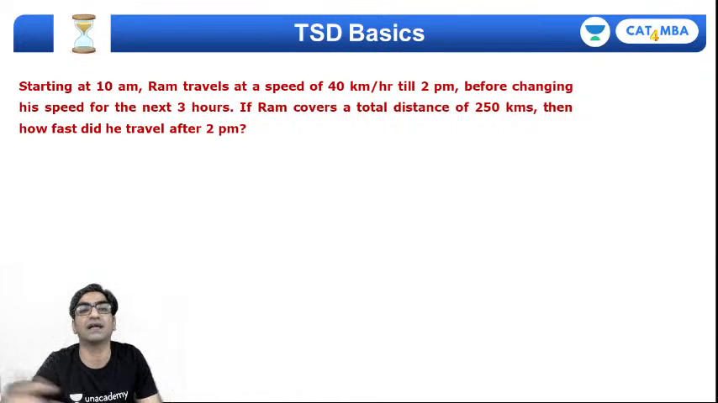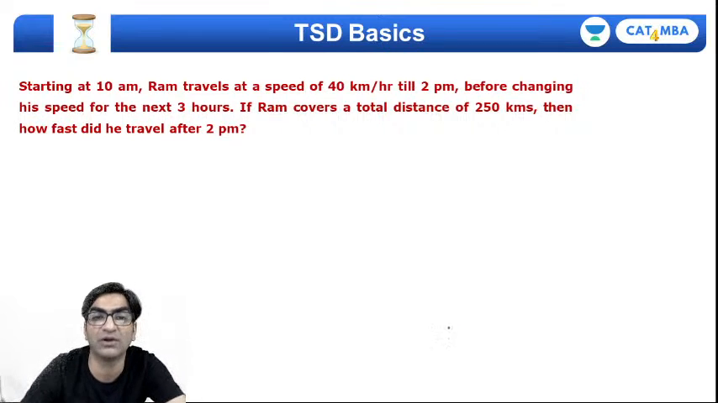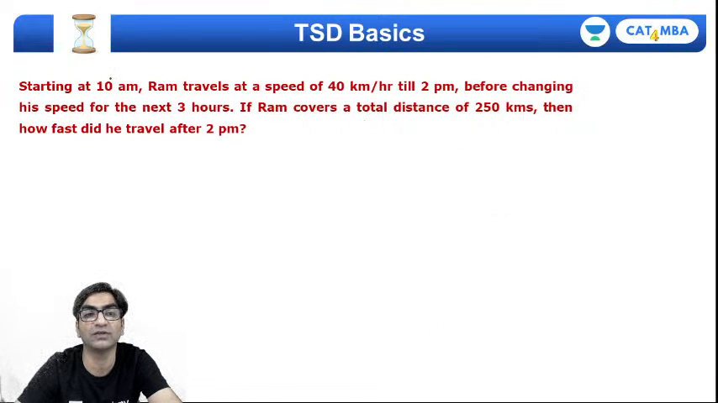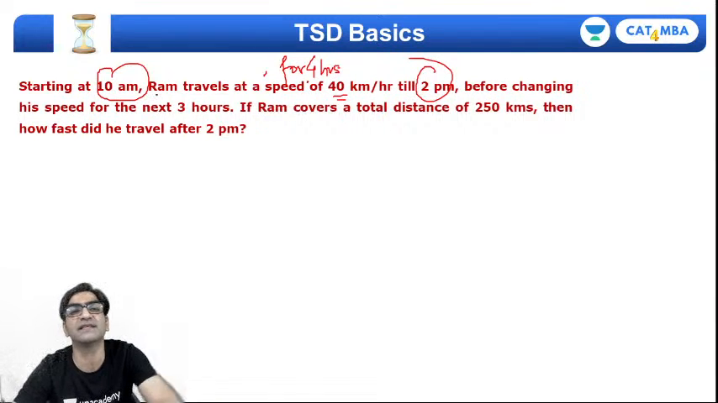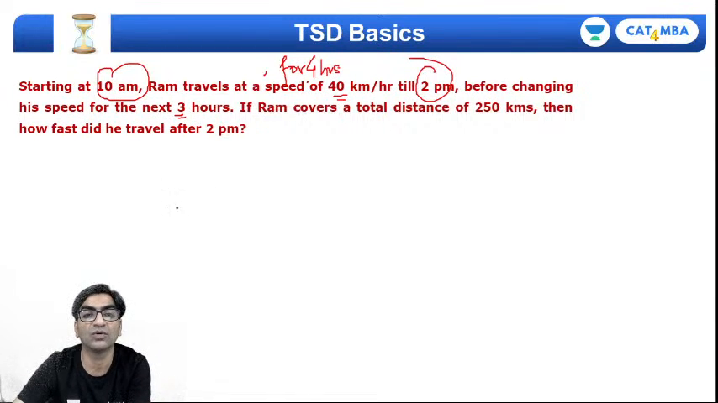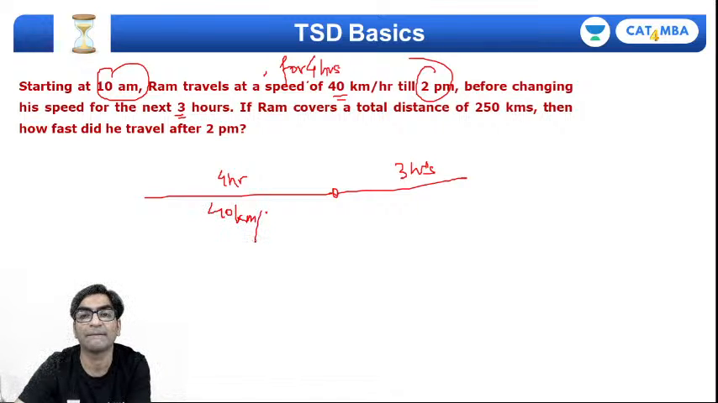Okay, what do I know? Starting at 10 a.m. Ram travels at the speed of 40 till 2 p.m. So 10 बजे से 2 बजे तक, that's 4 hours. Okay, so he travels at 40 kilometers per hour for 4 hours, and then he changes his speed for the next 3. Okay, so 4 hours and then next 3 hours. We know speed here is 40 kilometers per hour, right? Which means he's traveling a distance of 40 into 4, 160 kilometers, right?